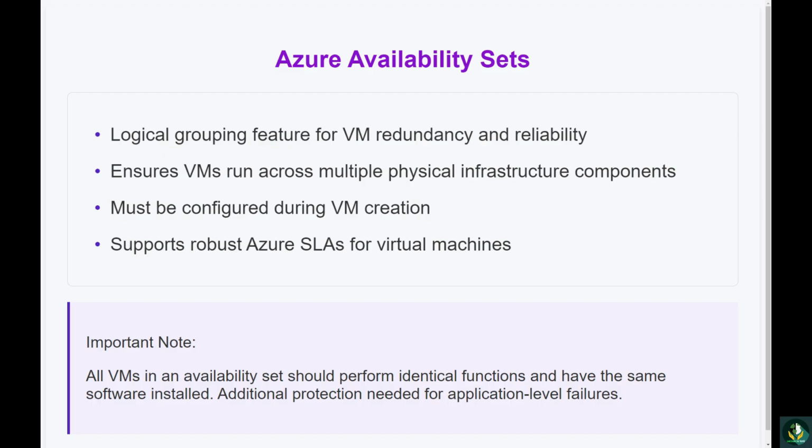Let's explore the key principles of availability sets. First and foremost, all virtual machines within an availability set should be identical in terms of their role and software configuration. This isn't just a recommendation, it's a fundamental design principle. These machines should perform the same functions and run the same software stack, effectively creating a redundant group of resources.